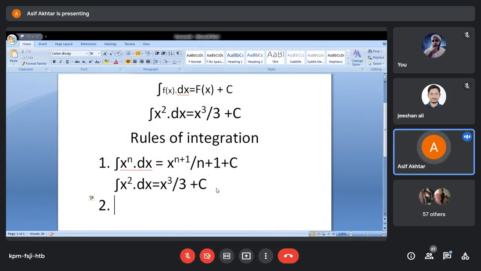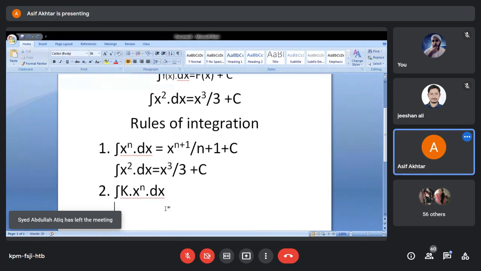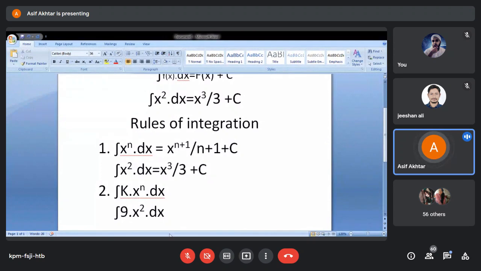Now, if this is not the exponential function only, I would add some more thing here. I will keep this here, and I would add a constant k into this. Like if this is not x square simply, I would put it here, for example, 9 dot x square. It's not only the exponential function, it is a constant multiplied to the exponential function, 9 into x square. And then I will ask you to take the integration.